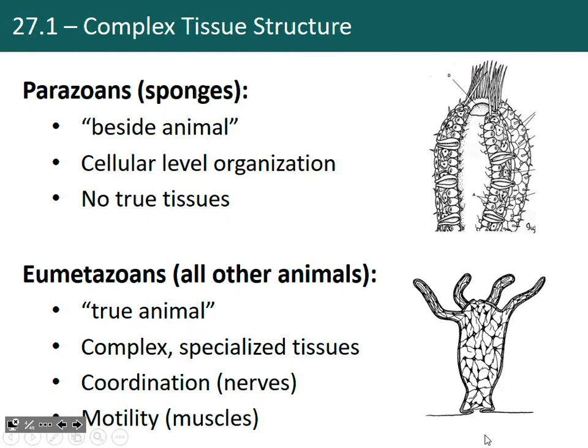Okay. All of the other animals are the eumetazoans, and that just means true animals. And so the true animals have complex tissues.